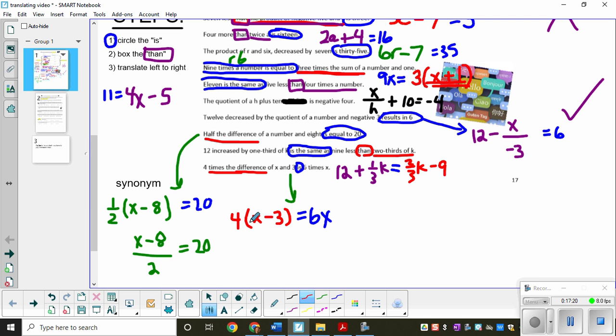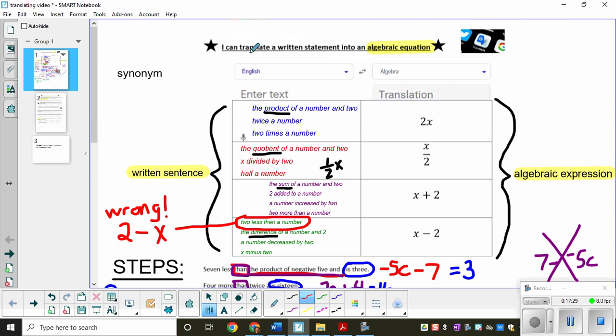So again, here's another example where we see the variable on both sides, and I will be teaching you guys how to do that. We are done now with this translating video where we're working on how to translate written statements into algebraic equations. Thank you for watching.